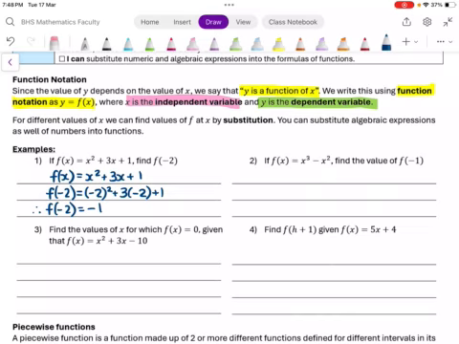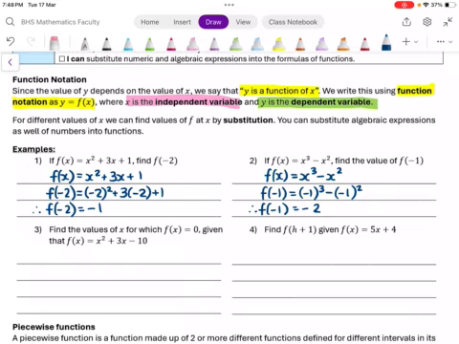For example 2, we have if f of x equals x cubed minus x squared, we want to find the value of f of negative 1. So f of x is equal to x cubed minus x squared, and we want to find f of negative 1. So we're going to replace all of our x's with negative 1 to have f of negative 1 equal to negative 1 cubed minus negative 1 squared. Now when we put this into our calculator, we get that f of negative 1 is equal to negative 2.